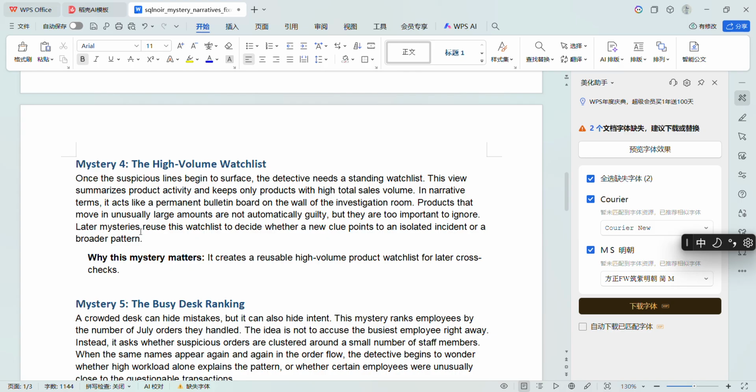Later magistrates reuse this watch list to decide whether a new clue points to an isolated incident or a broader pattern. While this mystery matters, it creates a reusable high-volume product watchlist for later cross-checks.